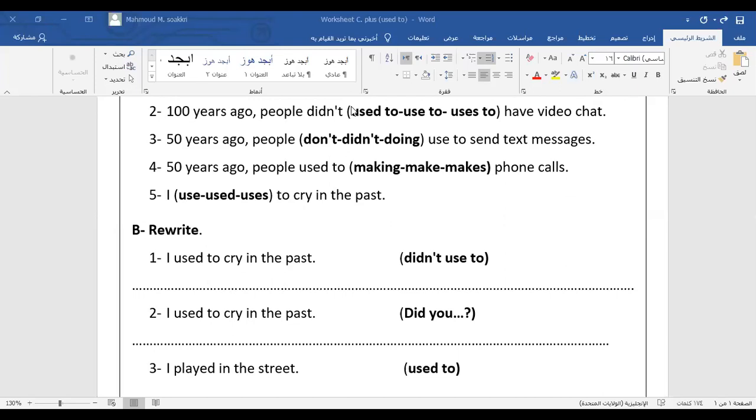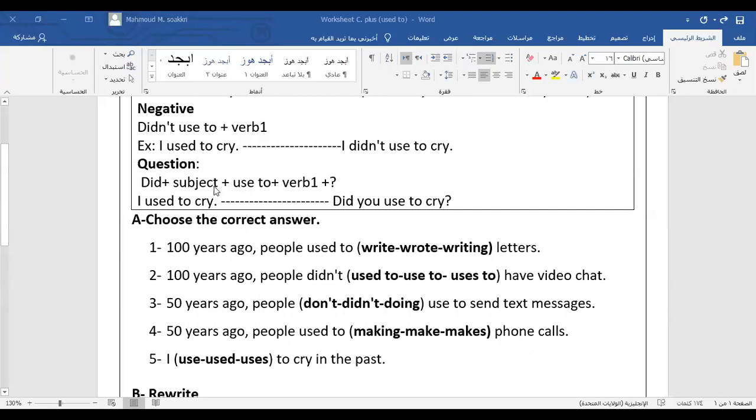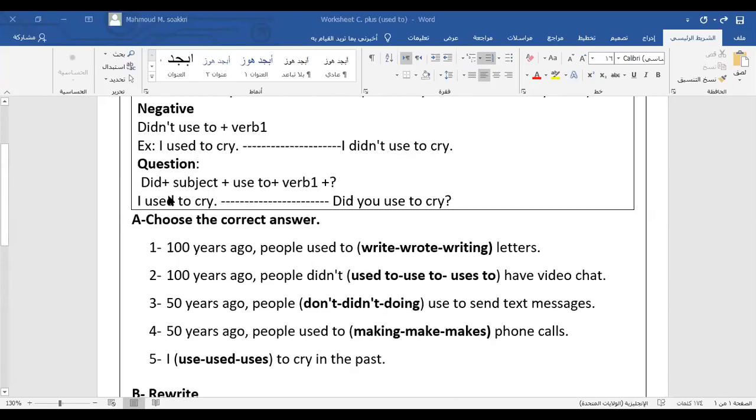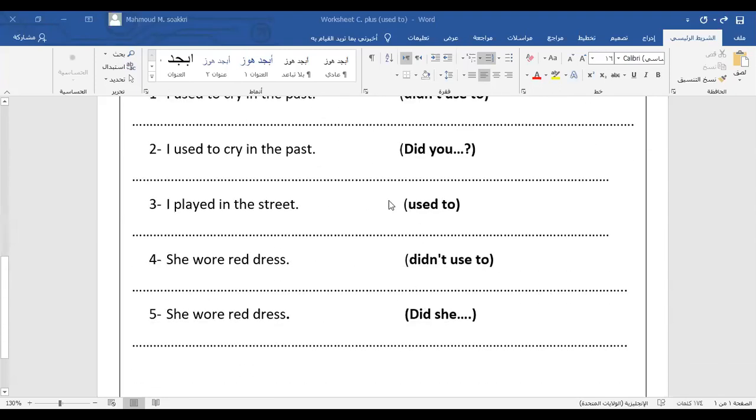Malik Assam. Yes. Last question for today. I used to cry in the past. Make a question. Did you? Look, did you, not I. Did with capital letter. So we start with did, like this example. Did you cry? Excellent. Did you cry in the past? Thank you, Malik.